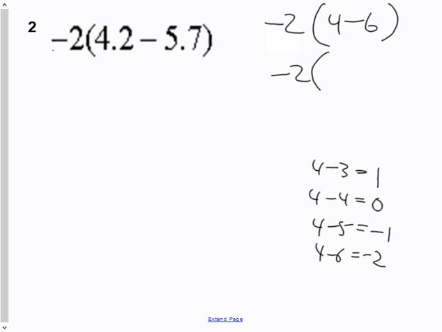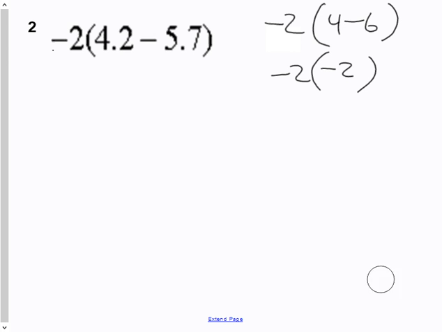I'm still shocked at how many people think 4 take away 6 is a positive 2, but it is a negative 2. I'm going to keep it in brackets. And then 2 times 2 is 4. A negative times a negative is a positive. So my estimation for this one is going to be a positive 4.